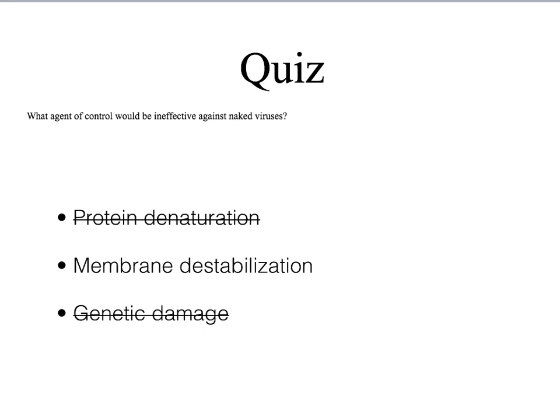Okay, so the agent of control that would be ineffective against naked viruses is membrane destabilization. So naked viruses basically have genomic material and protein, and that's it. They have nucleic acids and protein. Well, protein denaturation is going to work just fine because they have protein, and genetic damage is going to work because they do have a genome. They do have nucleic acids. So both of those would work fine. The only one that would be ineffective is membrane destabilization because these are naked viruses. They don't have membranes. They don't have anything that would be affected by that.